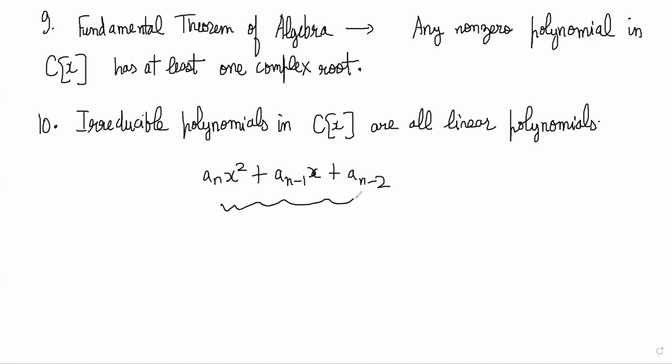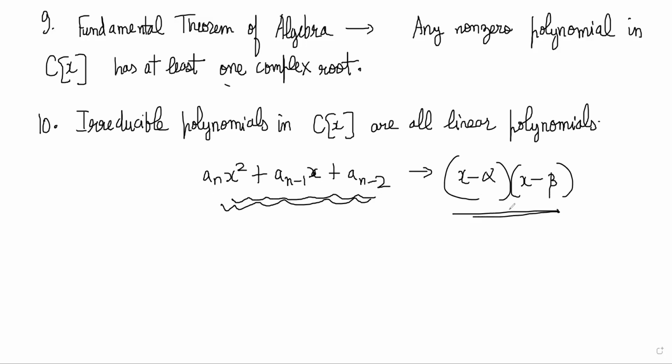This quadratic polynomial has at least one complex root. So you can split it like this: x minus alpha, x minus beta. So any quadratic polynomial in C of x is reducible, because it is guaranteed that it has at least one complex root. Similarly, any higher degree polynomial is also reducible till you get down to the linear polynomials. After you already have a linear polynomial, you can't reduce it any further. So those are the irreducible polynomials in C of x.